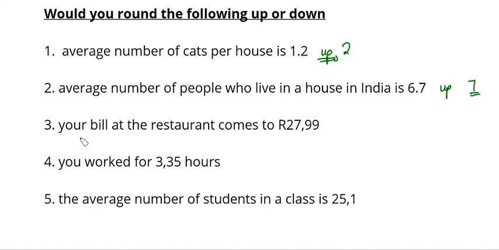So in this case here, let's look at your bill at a restaurant comes to 27 rand 99. Now you can see that 99, it means that we're going to say 28, but if you check with the prices, I think you guys are buying a lot of things, and most prices you can see that it's 12 rand 99, 5 rand 99. But you ask yourself, why did they give you 10 cents back? Because they can't charge you for an extra rand that is not there. So what you need to do here is you round down.